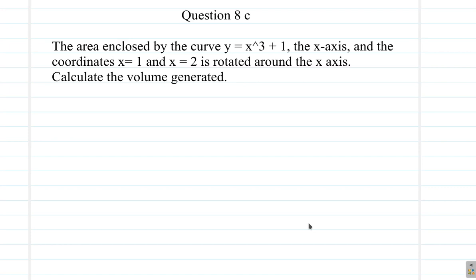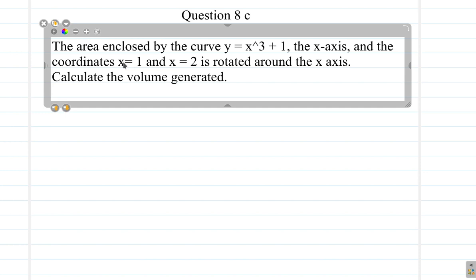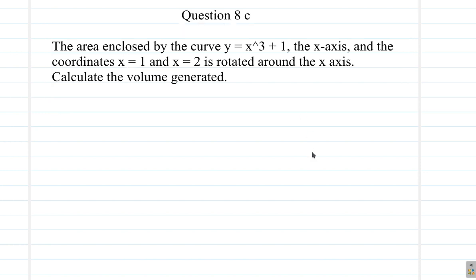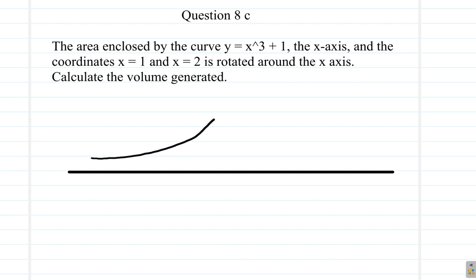Question 8, C. The area enclosed by the curve y equals x cubed plus 1, the x-axis, and the coordinates x equals 1 and x equals 2 is rotated around the x-axis. Calculate the volume generated. Now here, if you consider the x-axis, the curve would look something like this. x equals 1 is here. x equals 2 is here. Alright?